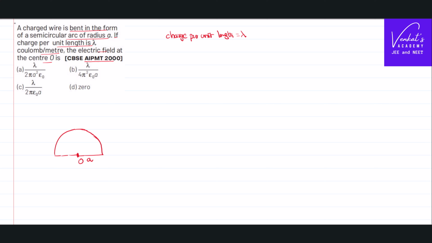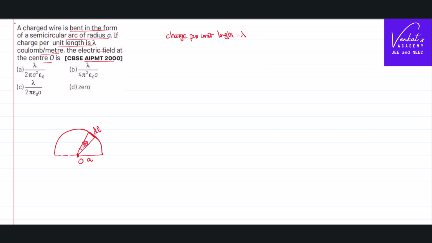Now the charge is distributed throughout the wire, so there will be electric field strength due to each part of the wire, and we have to add all of them. So, what we do now is calculate the electric field intensity due to a small portion of the wire whose length is equal to dl, making an angle d theta at the center.